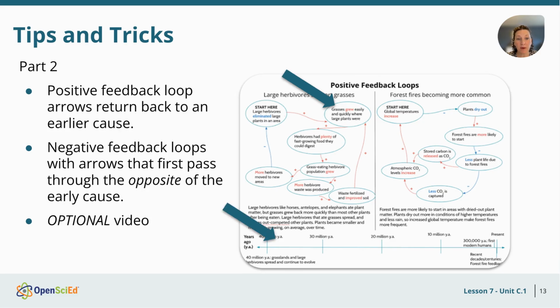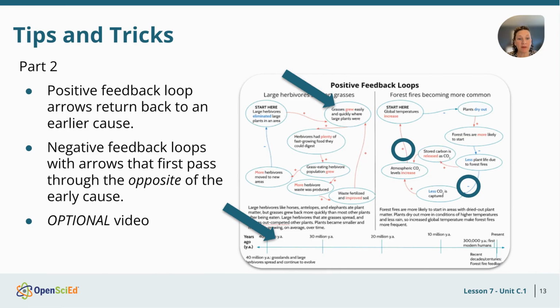The timeline at the bottom of this infographic places the feedback loop in a historical context. Arrows show the cause and effect relationships. If the effect increases or becomes more common, it's represented with a plus sign. If the effect decreases or becomes less common, this is represented with a minus sign.